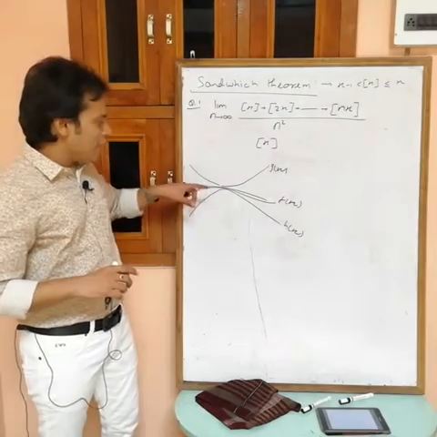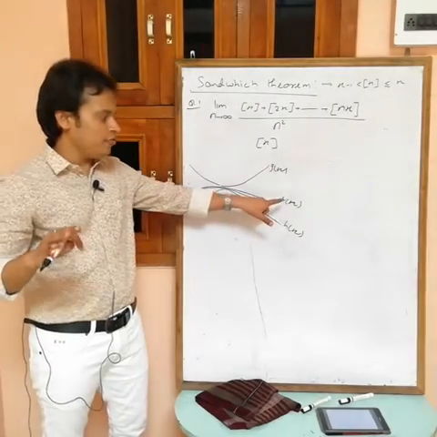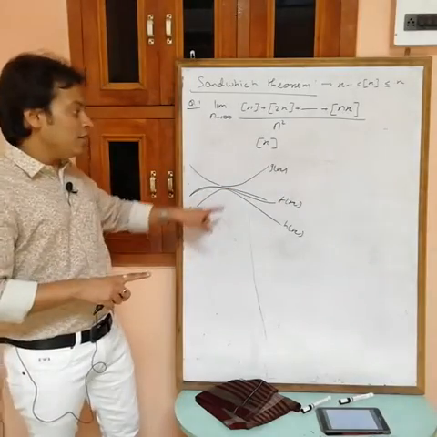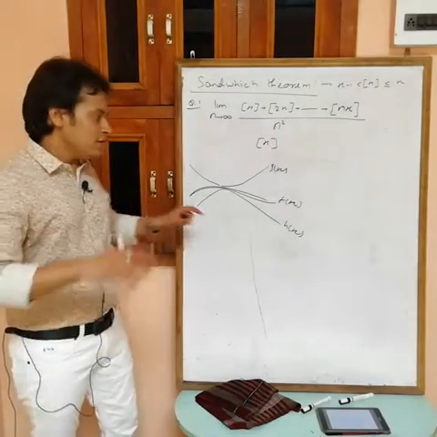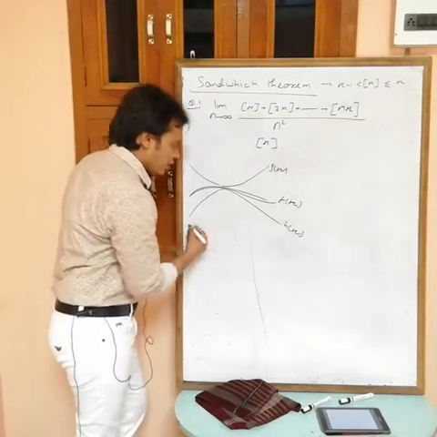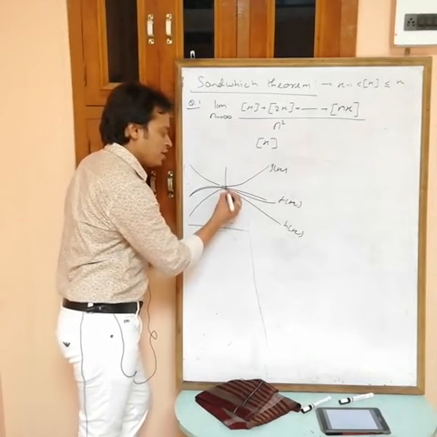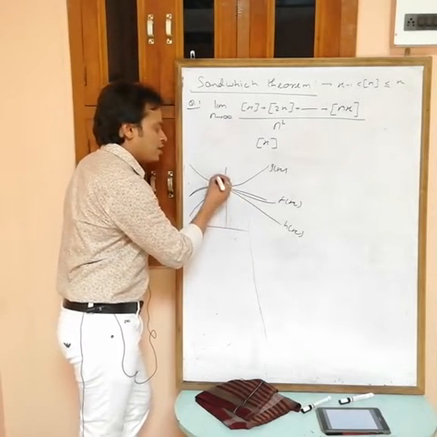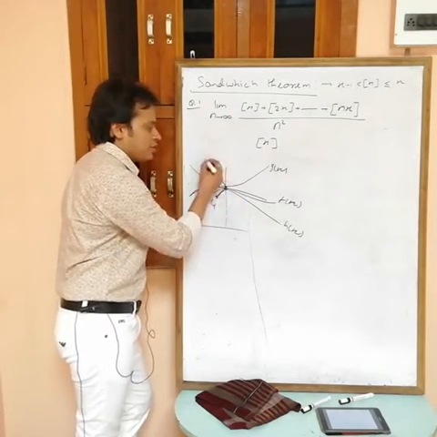Now what is the sandwich theorem? It means I can't find the limit for this one. Suppose you can't find the limit for f(x), but you can find the limit for g(x) and the limit for h(x). And suppose at x equals a, the limit of h(x) and the limit of g(x) are both the same, 4. Suppose the limit of h(x) is 4, the limit of g(x) is also 4.